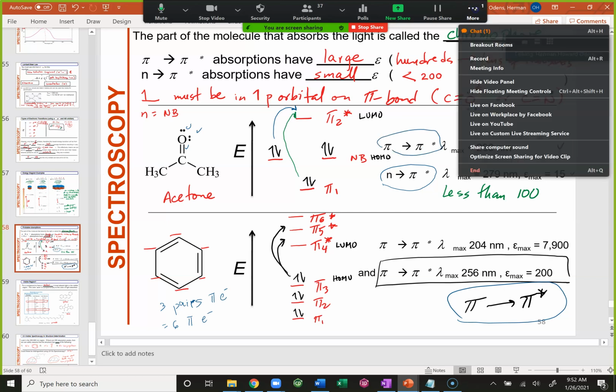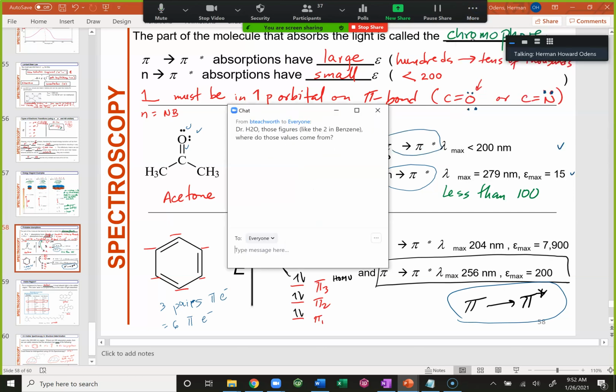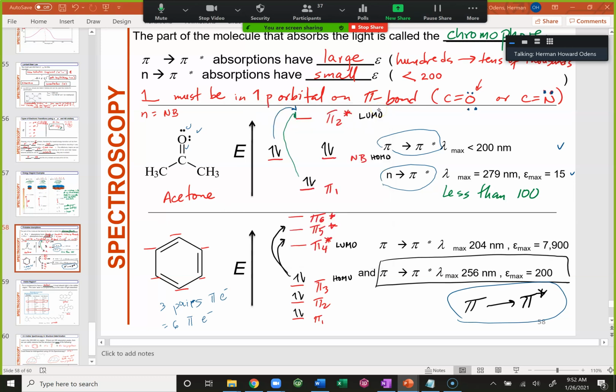All right, let me see. I have a question here. Okay, so those figures, like the 2 in benzene, which one are you talking about? Like the lambda max, the extinction max. Oh, those are given. Okay. Yes, thank you. All right, thank you very much.